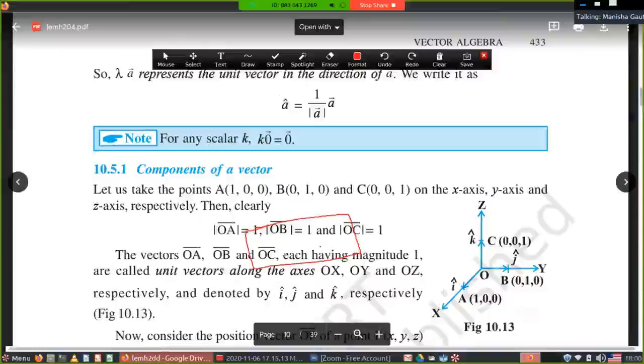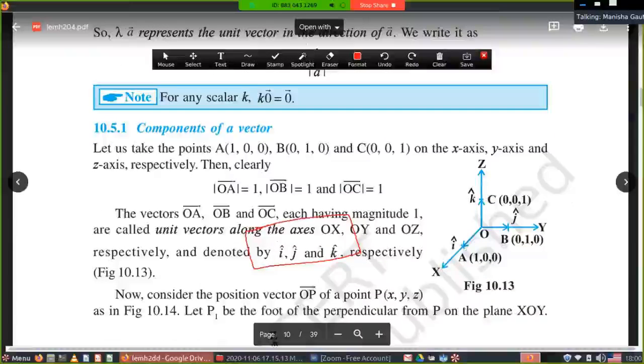Components of a vector, it means what? Components means parts of the vector. Here we can see that X, Y and Z, three mutually perpendicular lines are given to you. Along the x-axis I have taken a unit vector i, along the y-axis I have taken the j vector, and along the z-axis I have taken the k vector. The magnitude of these vectors is 1. These are the unit vectors along the x-axis, y-axis, and z-axis.